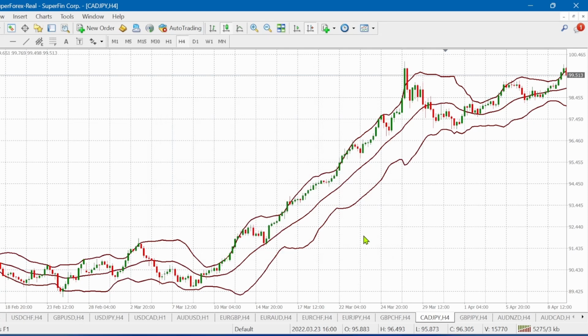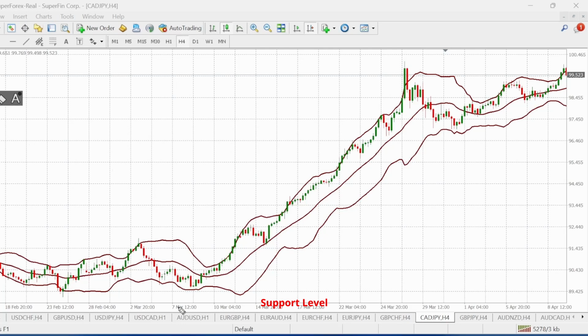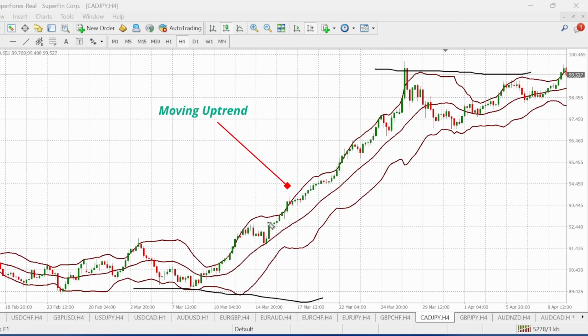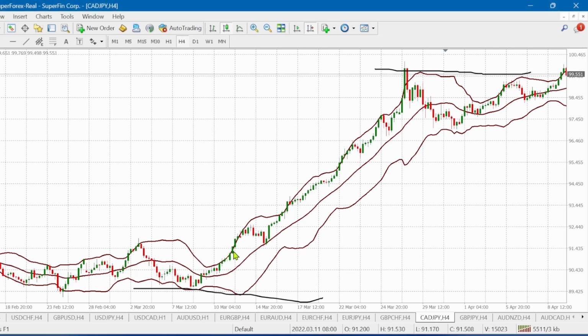Now as you can see, this indicator has acted here as a support level and here as a resistance level, and also the indicator has established that this is a moving uptrend, as you can see here, as the market was making higher highs and higher lows than the previous high and low.